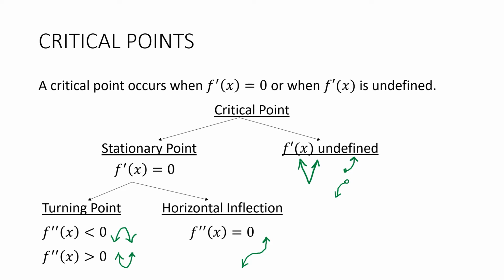A critical point occurs either when the first derivative is equal to 0, which will result in a turning point. If the second derivative is less than 0, it's a maximum, greater than 0, it's a minimum, or a horizontal inflection, where the second derivative is equal to 0. Or a critical point is where the first derivative is undefined. And remember, that can happen when we've got a pointy bit in a graph or a discontinuous bit.